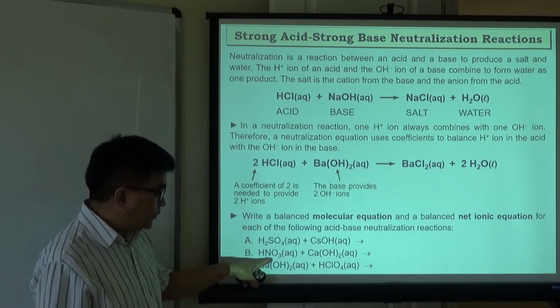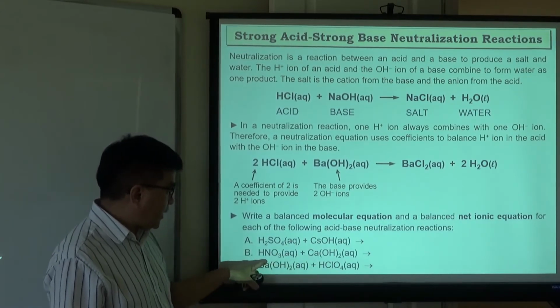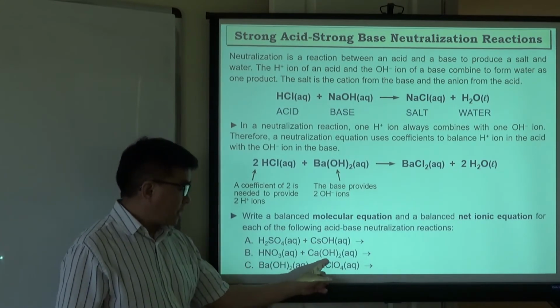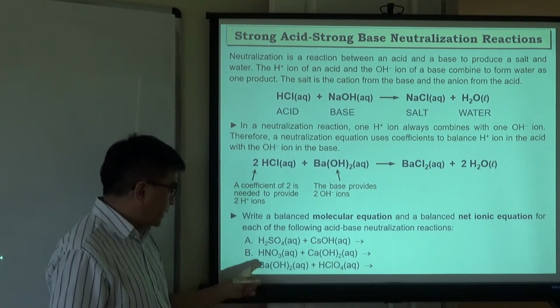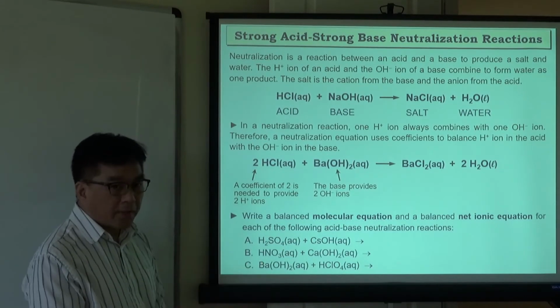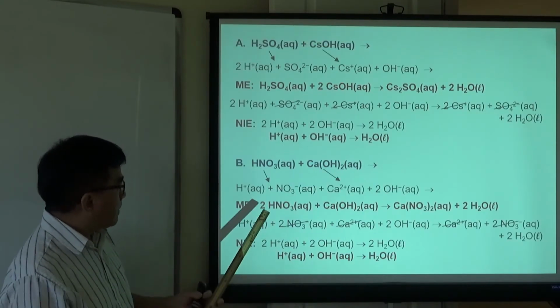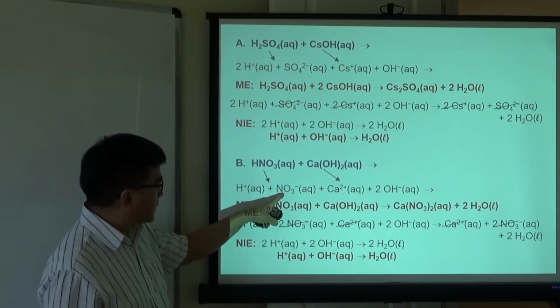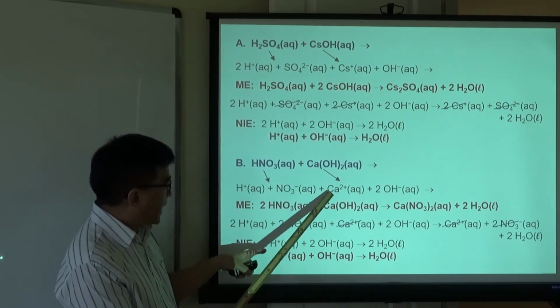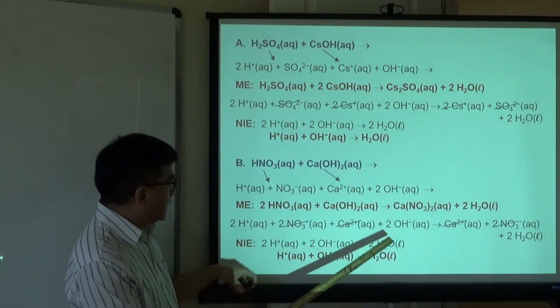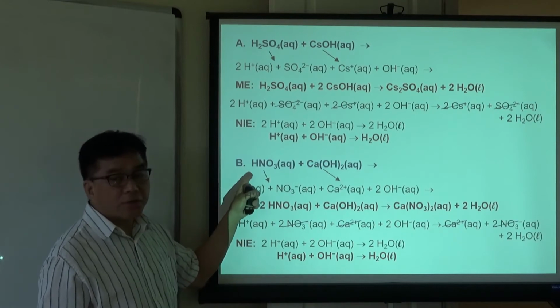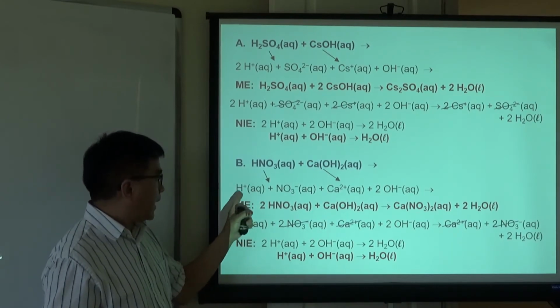Let's go on to B. This is a strong acid and strong base, nitric acid and calcium hydroxide. Notice that the calcium hydroxide has 2 hydroxide ions, whereas the nitric acid is only a monoprotic acid. So strong acid produces hydrogen ions and nitrate ions, and strong base produces calcium and 2 hydroxides. So again, you got 2 hydroxide, you need to put a 2 in front of the nitric acid to balance it because you need 2 hydrogen ions.